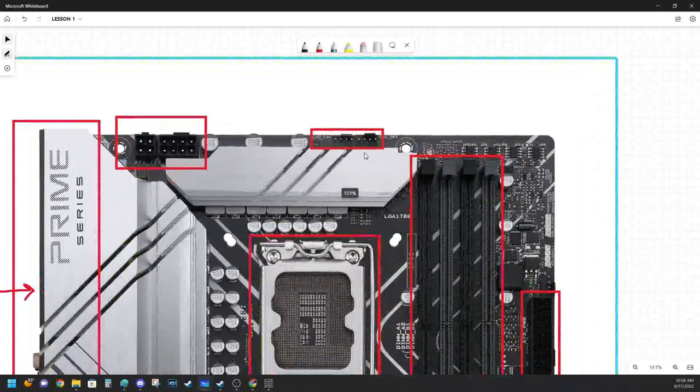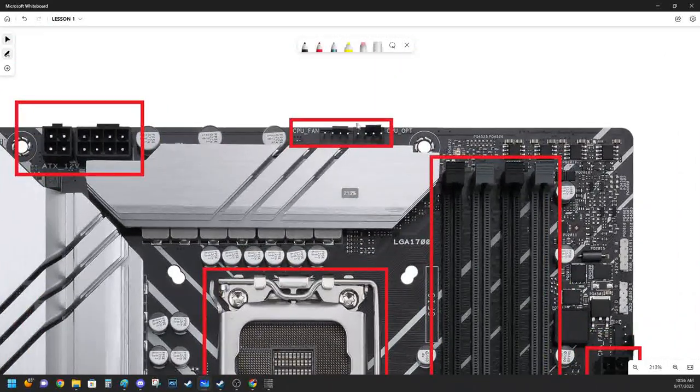So, not that it's a direct test question or anything, but what is this fourth pin used for on a CPU fan? Yep, that is your controller pin, right? Power management to the fan.